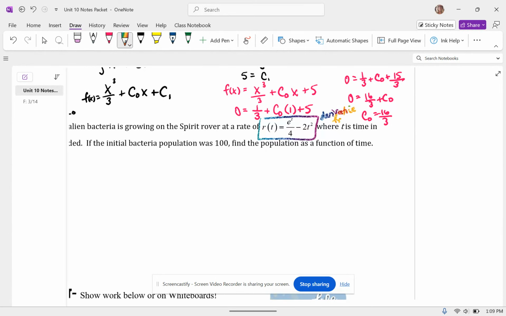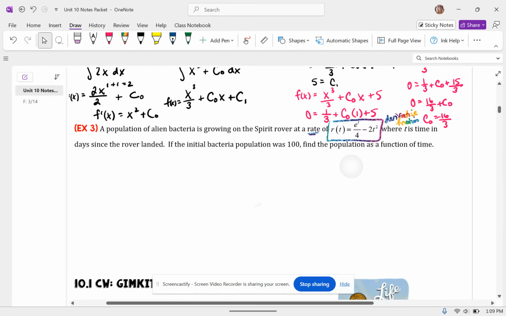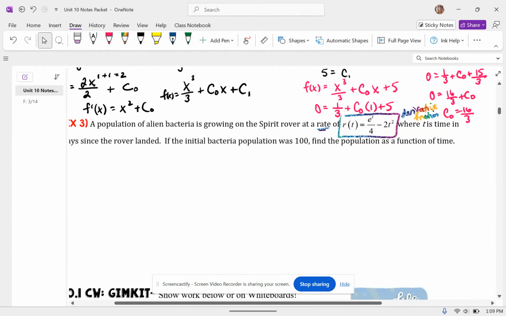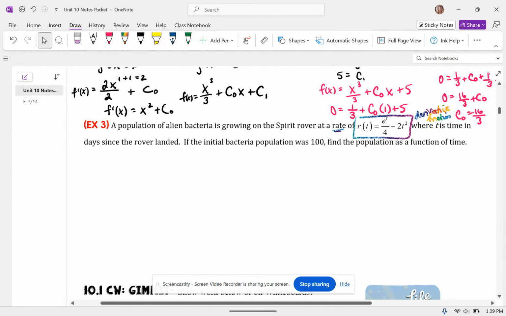Is this a true story? How did you know that? The rate about alien bacteria growing in Jack's backpack? Yes, 100%.